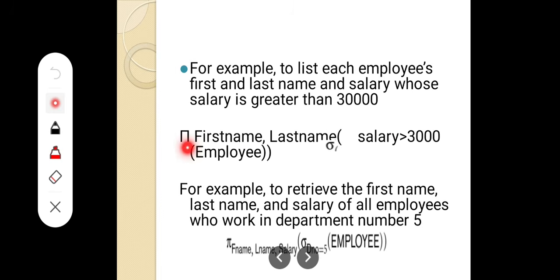Okay, so pi of first name comma last name will be written outside. Clear? Next question. To retrieve the first name, last name and salary of the employees who work in department number 5. Okay, so department number 5, this is the selection condition. So what do we have to do?